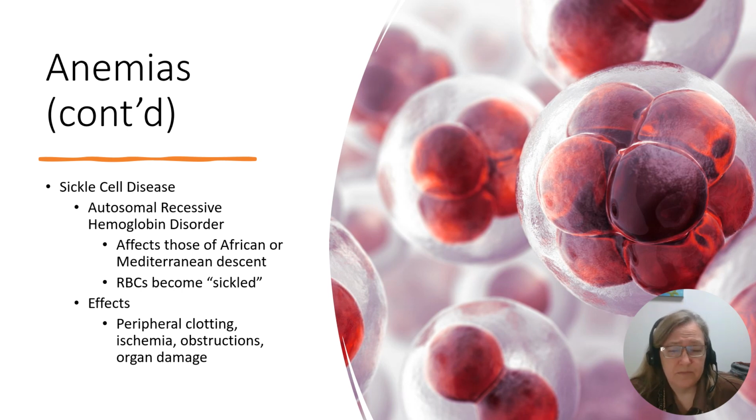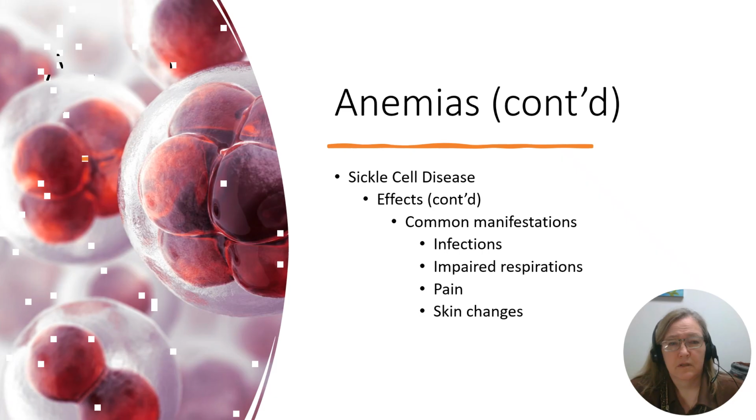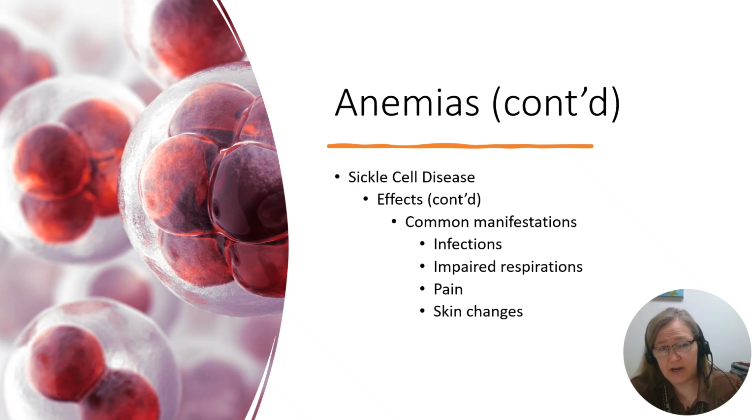The sickle shape of the cell results in that cell wanting to clot. And as a result of that clot, it causes ischemia, obstructions, and organ damage around that clotting area. Common manifestations of sickle cell anemia are going to be infections, because if you have ischemia in a certain area, your body responds to that by starting an inflammatory process, and that draws infection to the area.